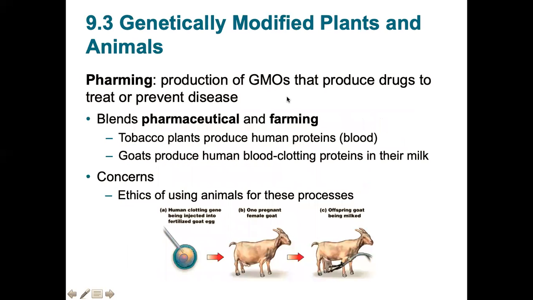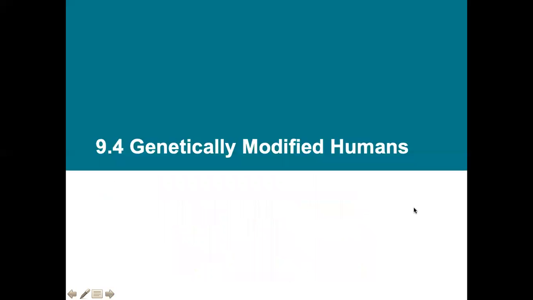And then when it comes to using animals to create products for humans, you can clone genes into animals to produce something, say blood clotting proteins in the milk, and then harvest that milk from the goat. There are some huge ethical concerns about that, because is that healthy for the goat? Is that a good lifestyle for the goat? There's definitely some concerns there.